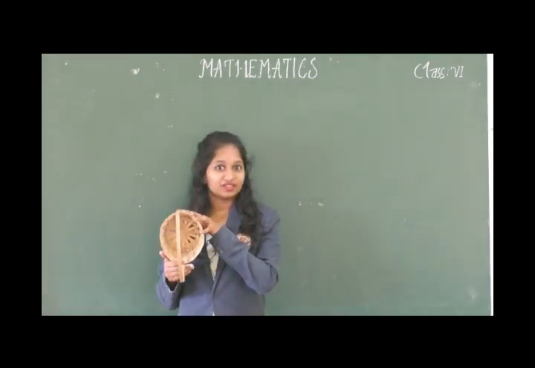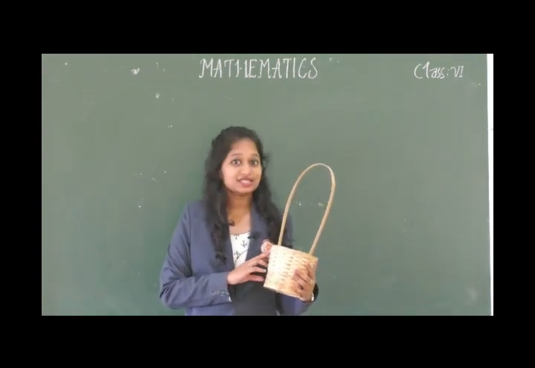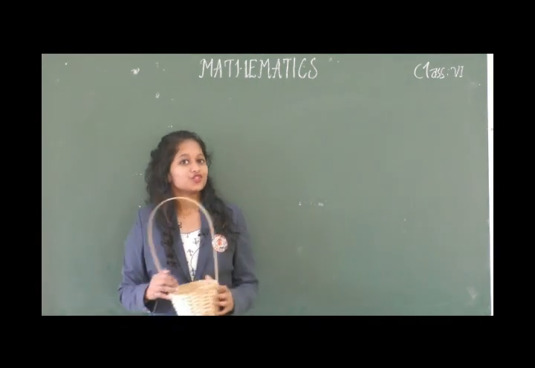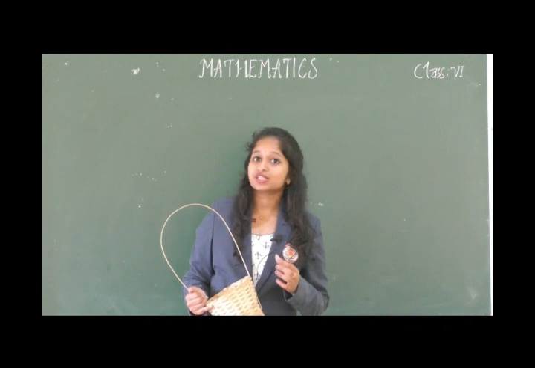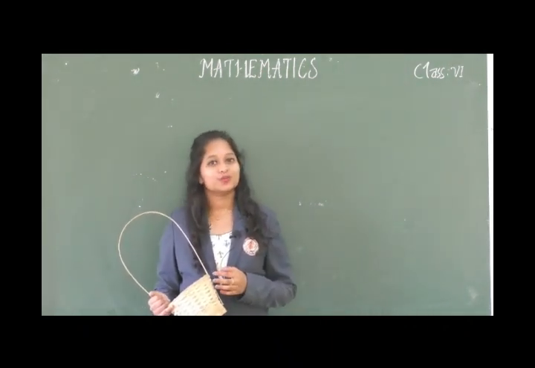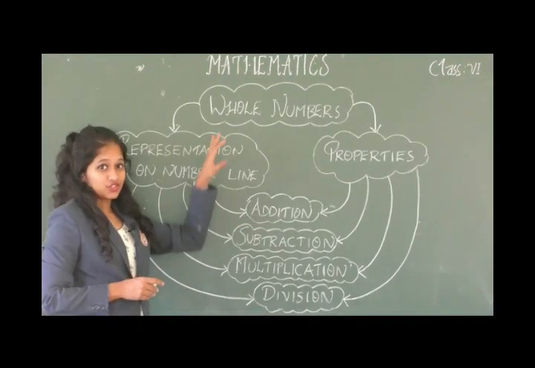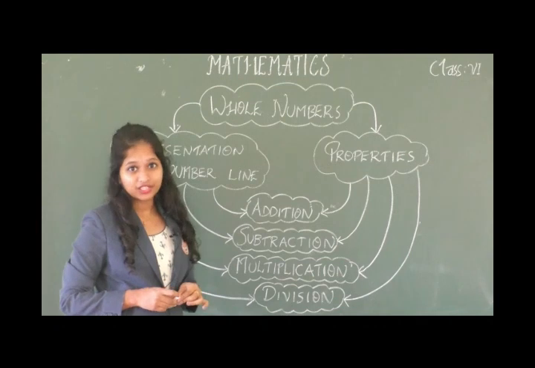Now I have nothing in the basket. What is the number called? It is 0. So the natural numbers along with 0 are called whole numbers. And let us learn about whole numbers today. So children, whole numbers is our third chapter.